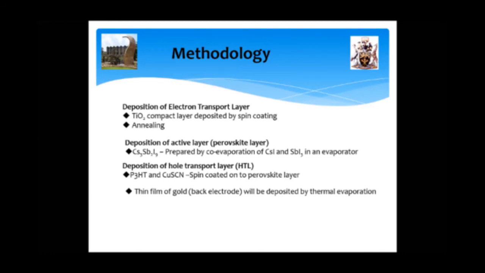Now, thirdly, we shall deposit the hole transport layer, that is the P3HT and copper thiocyanate, by spin coating onto the perovskite layer. These two hole transport materials will be deposited independently on the perovskite layers. Now, finally, we shall deposit a back electrode of gold, which we shall deposit by thermal evaporation.